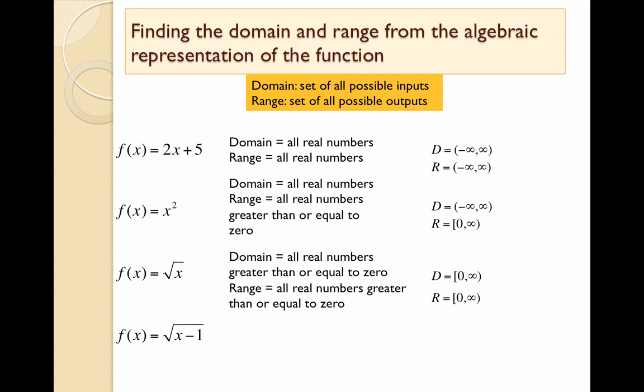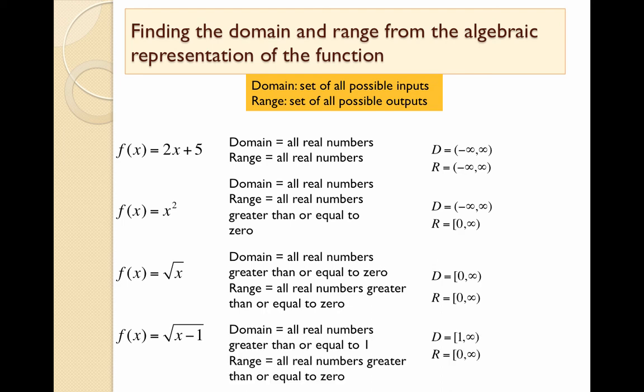And finally, the last one is similar. We've just shifted it a little bit. We know that we can't end up with a negative number under our radical, so we ask ourselves, what value of x do we have to plug in there to make that negative? Well, it turns out if you put in any number less than 1, you're going to end up with a negative under your radical, and that's not acceptable. So in this case, we've got a domain that's all real numbers greater than or equal to 1, and our range is going to be all real numbers that are greater than or equal to 0.